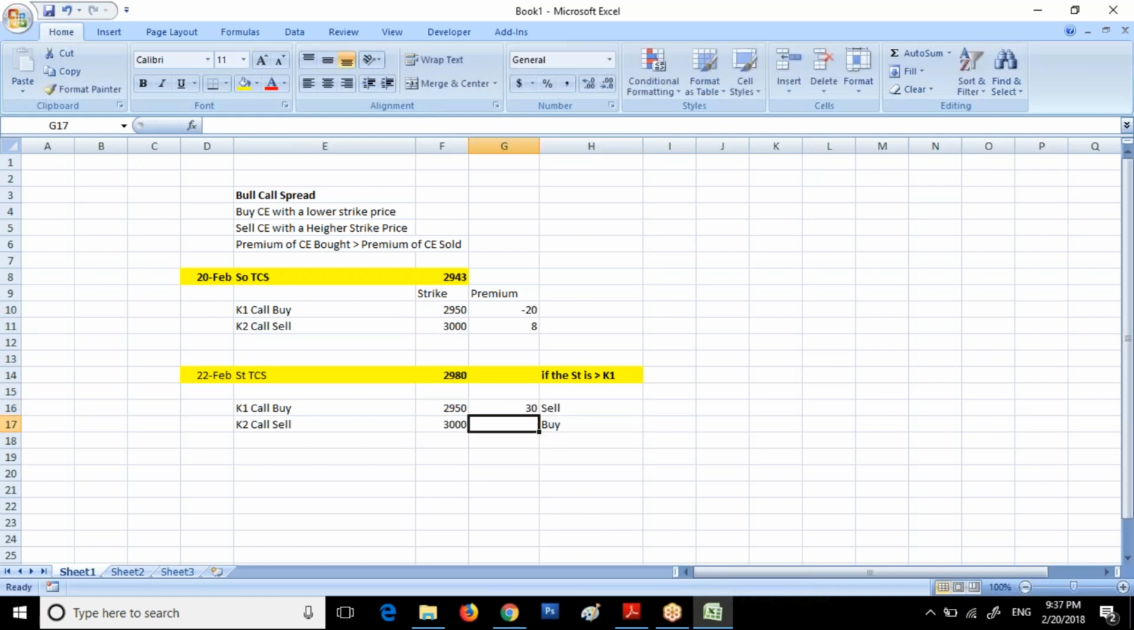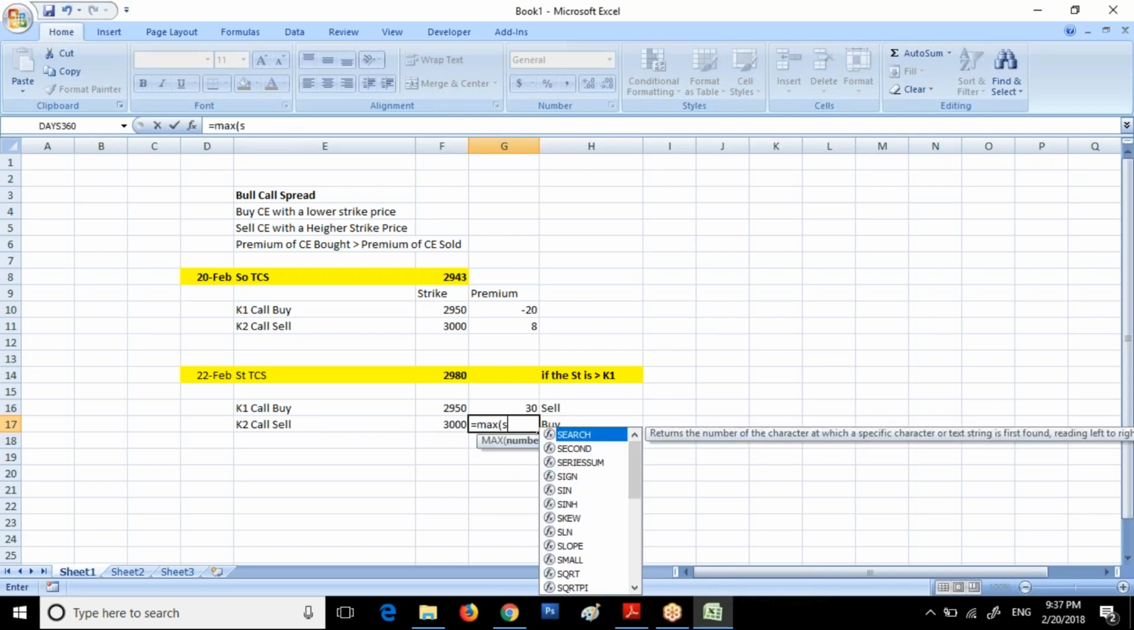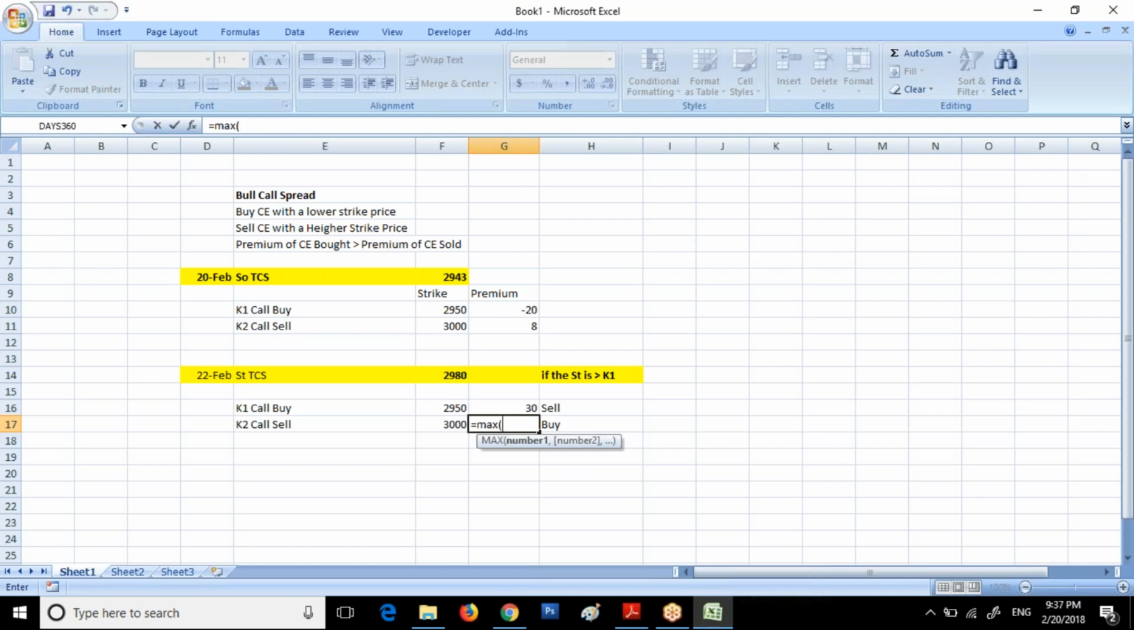And when you close this, you have to buy. For the K2 call that you sold, you have to purchase it back, so you have to pay a premium. Now what should the premium be? The time value will be 0, and the intrinsic value is the max of spot minus strike, or 0. So here the premium paid will be 0.